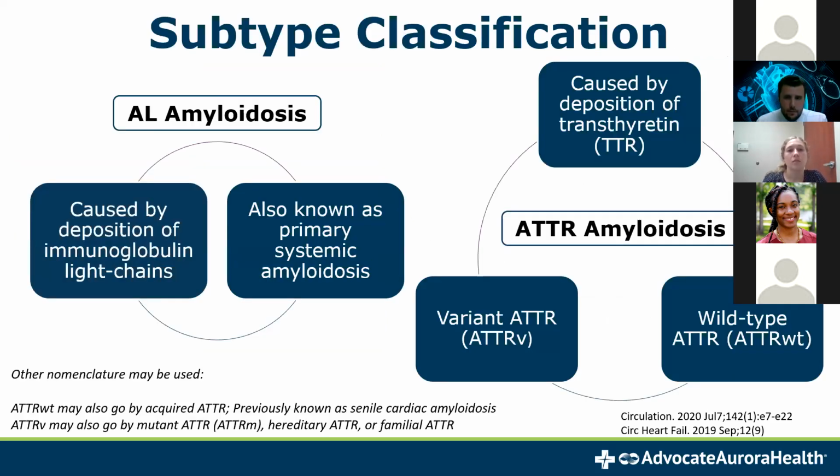So the two subtypes we will talk about today, again, is immunoglobulin light chain, or AL amyloidosis, which was previously known as primary systemic amyloidosis, and then ATTR amyloidosis, which can be further characterized into wild-type TTR, which results from the deposition of a genetically normal transthyretin protein, and then variant TTR, in which there is a genetic mutation in the TTR gene that leads to an unstable protein.